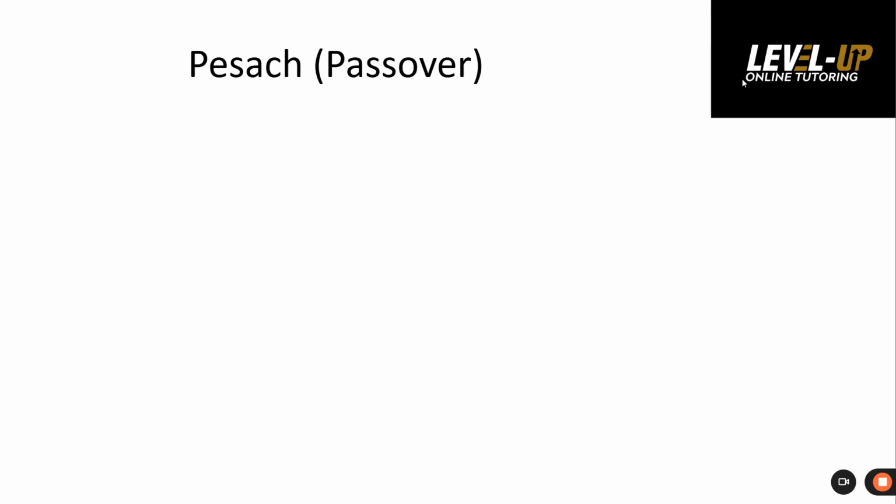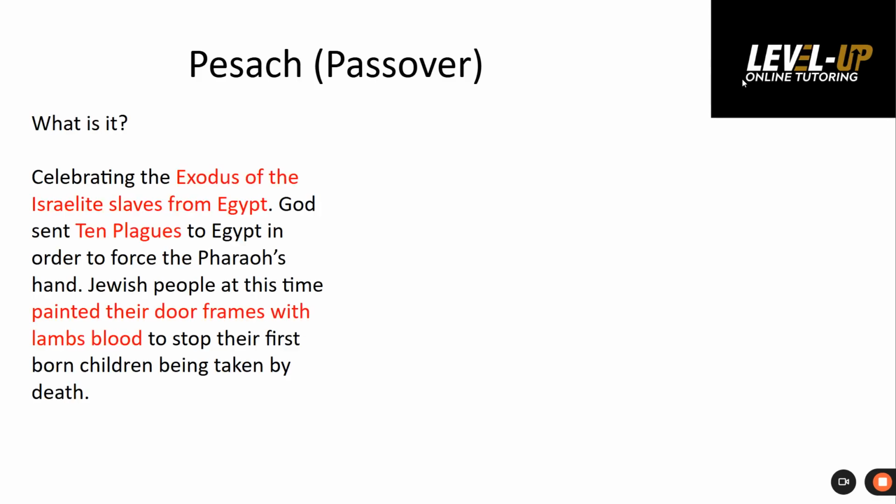And finally, the last festival that we need to look at is Pesach, also known as Passover. Now, Passover is celebrating the moment where the slaves, the Israelites, were freed from Egypt after the Pharaoh's reign. Now, God sent 10 plagues down during this time, of which the final one was the death of the firstborn child. Now, obviously God didn't want to kill the Israelite people, so they knew that what they needed to do was paint their door frames with lamb's blood.